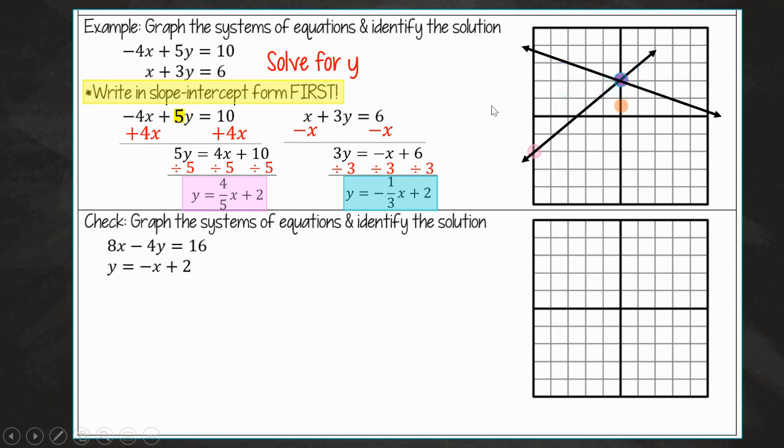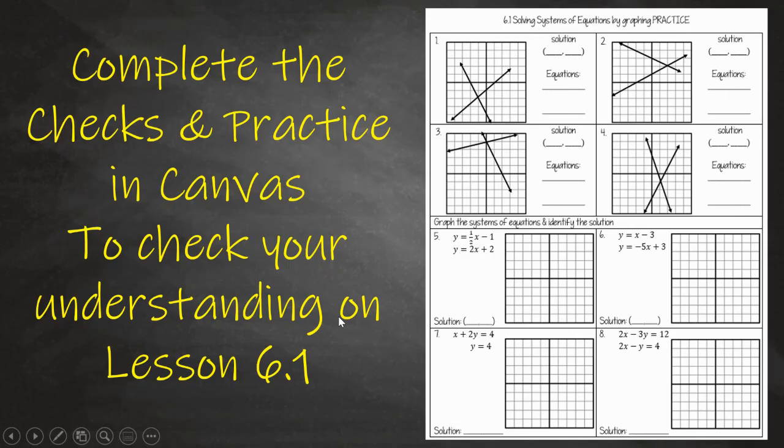And now I identify the point where the two lines intersect. The two lines intersect at the value of 0 as my x value and 2 as my y value. So my solution for this system of equations is (0, 2). All right, you're going to try that check on your own and then check it in Canvas.